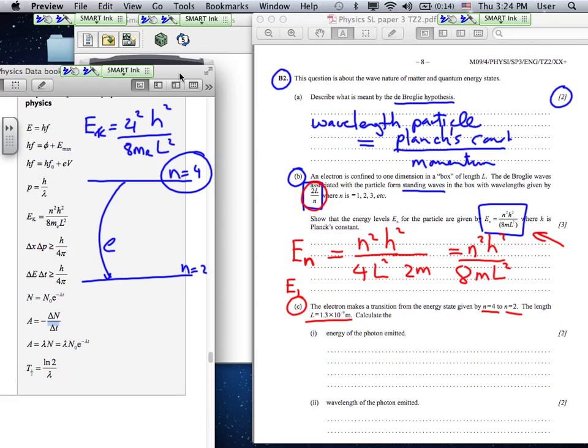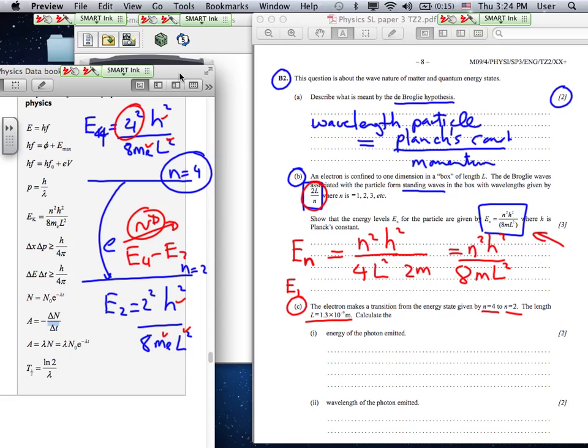So this would be for E4, and you have your E2, which would obviously equal 2 squared h squared over 8mL squared. And the energy that is given out in the form of a photon would be the difference. So it would be E4 minus E2, the difference in the energies. Basically everything else is the same; the only difference between the two is that.